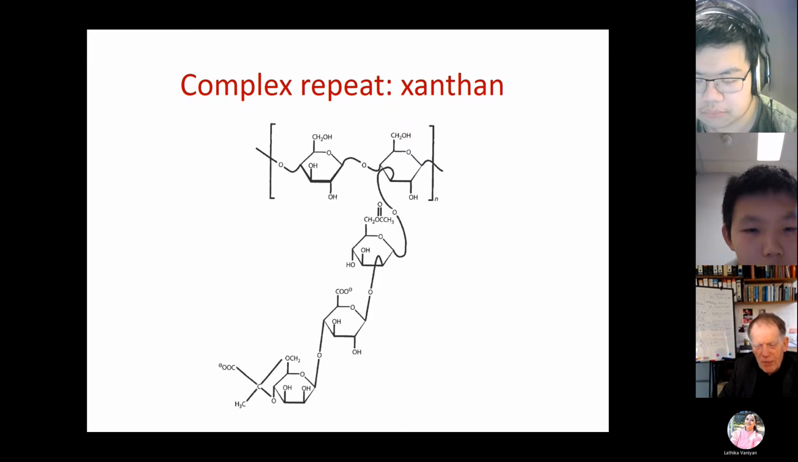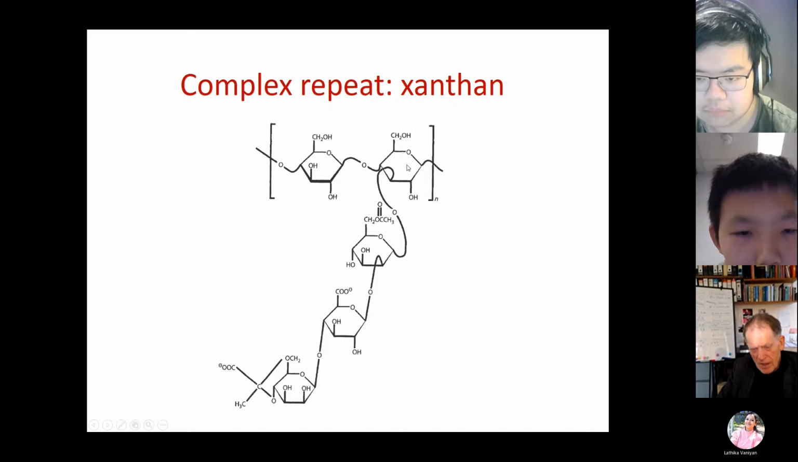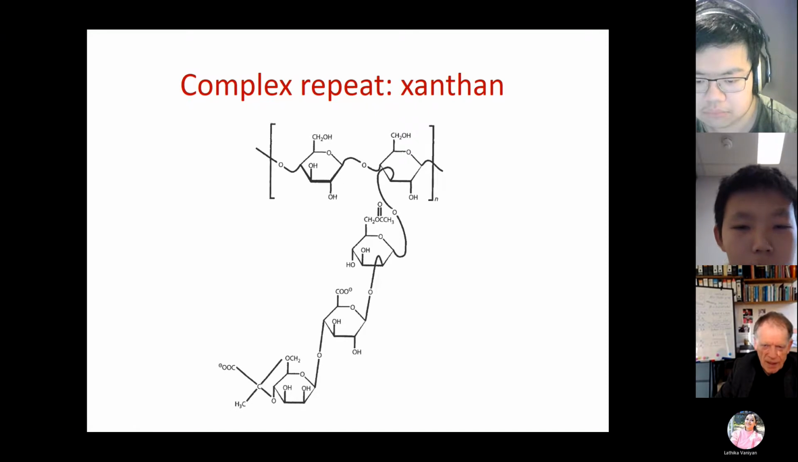Here's an example of a complex repeat. This is xanthan. It's a beta 1,4-glucan with glucose residues linked together by beta 1,4 links. And then these side chains coming off, which can include these pyruvylated structures. So xanthan is quite an impressive molecule. It apparently forms double helices as well.